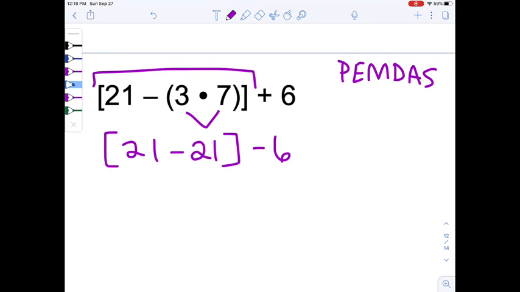And then inside the brackets, I have subtraction. So 21 minus 21 is 0. And then I bring down my plus 6. 0 plus 6 is 6.